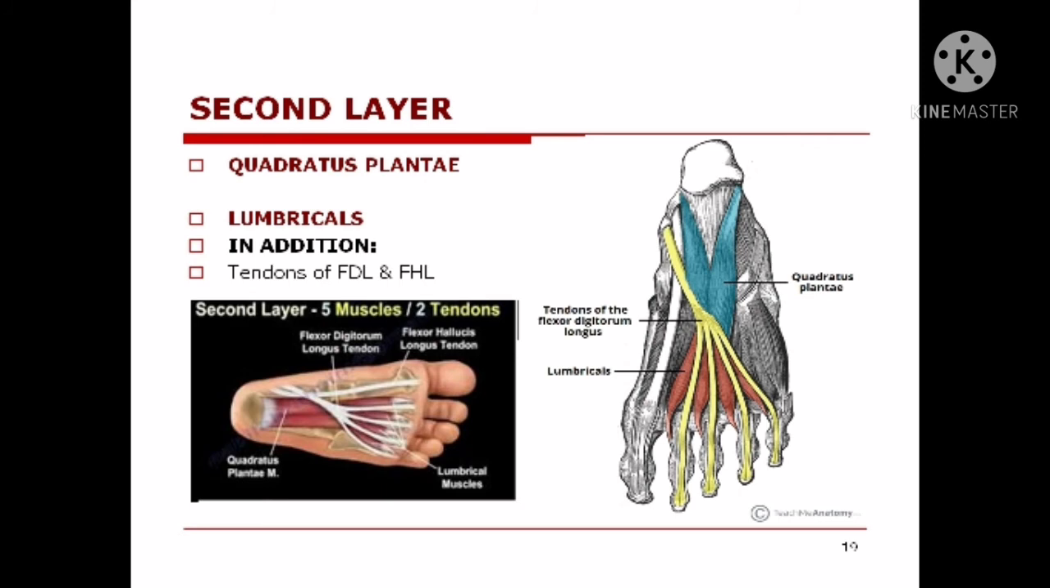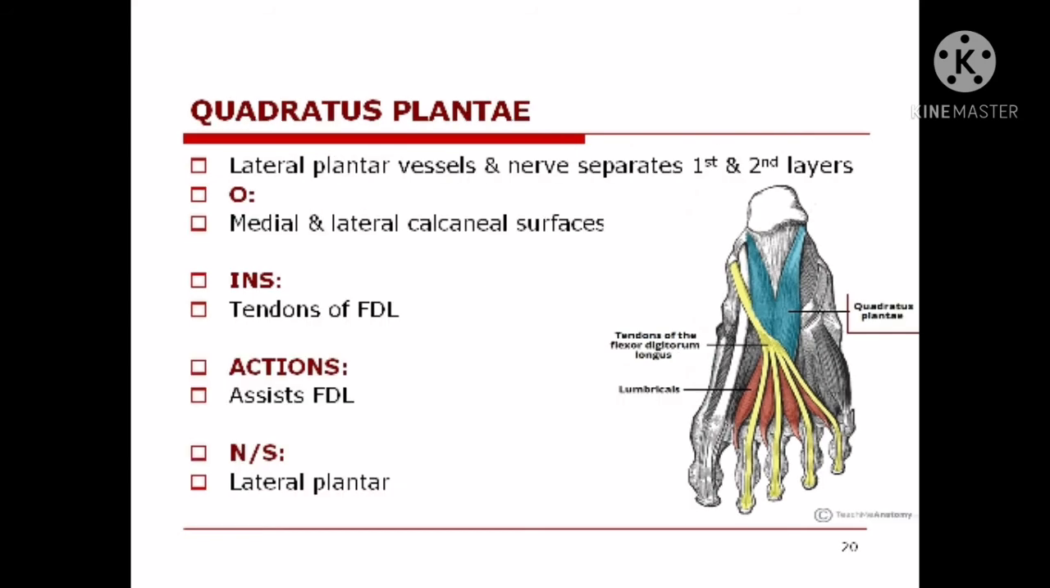The second layer is composed of quadratus plantae and the lumbricals. In addition to these two muscles, the tendons of flexor digitorum longus and flexor hallucis longus are also present in this layer. In between the first and the second layers of the sole of the foot, the lateral plantar vessels and nerves are lying, and they separate both of the groups of muscles.